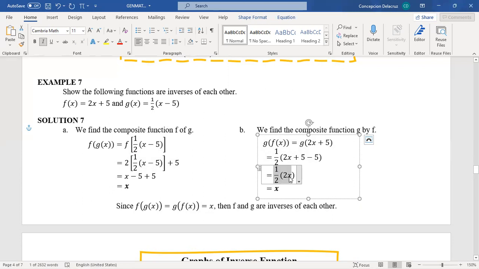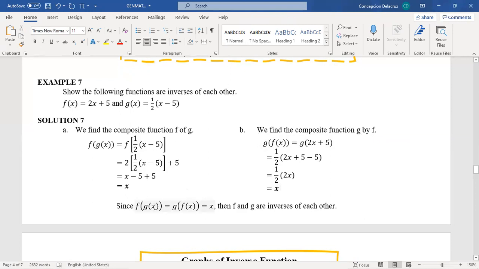Let's simplify that form. 2x over 2. So on 2x over 2, cancel the 2. Excuse me. It just becomes x. So our g of f of x is equal to x.